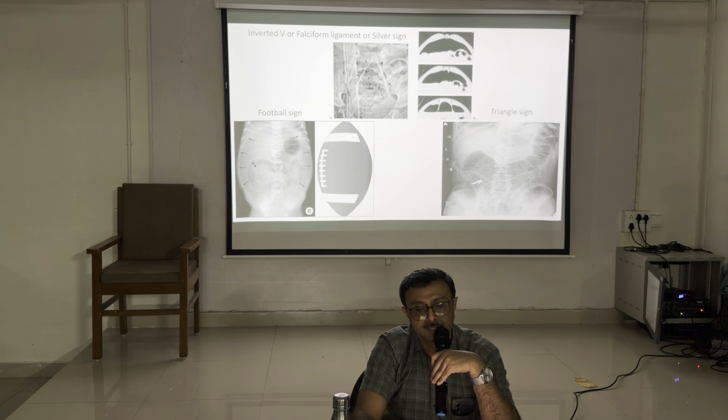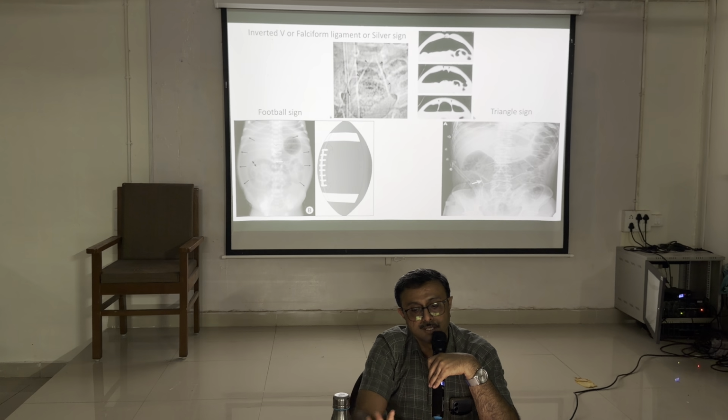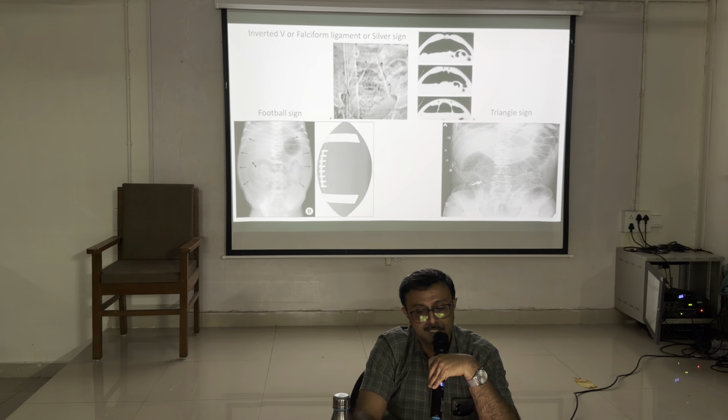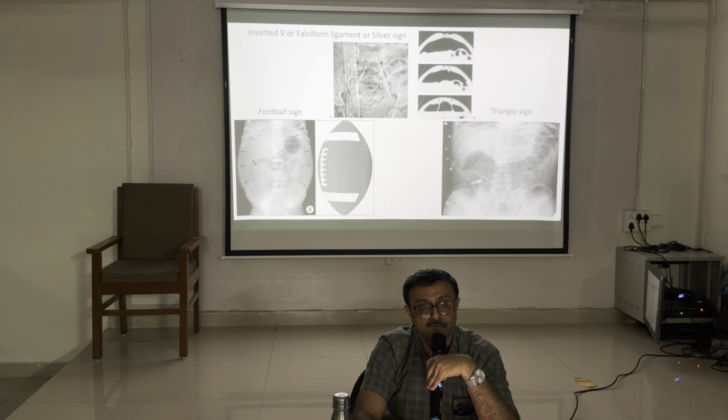So that is called the inverted V sign. But it can appear mainly in CT scan. So these are the signs for pneumoperitoneum.